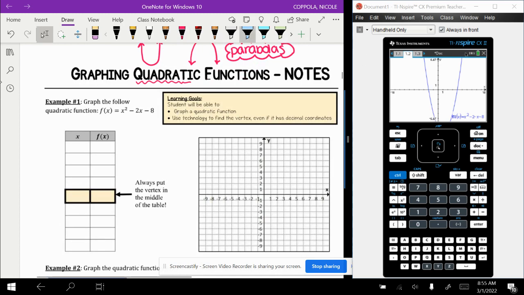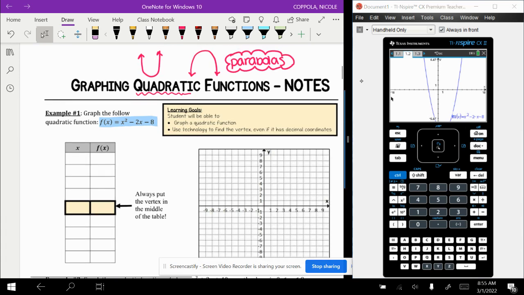Okay, so we're going to use our graphing calculator to graph f of x equals x squared minus 2x minus 8. Okay, so if you look over here on the right-hand side, I have already typed in my function on my calculator here. So I've got x squared minus 2x minus 8, and I see a U shape. The problem is I don't see that vertex at the bottom. I want to see this bottom part of my U because that's where the axis of symmetry is. It's the most important part. So when I'm trying to graph this, I want to find the coordinates of that vertex and I want to put it in the middle of the table.